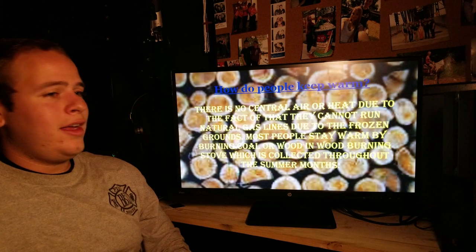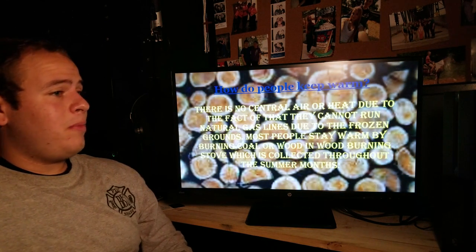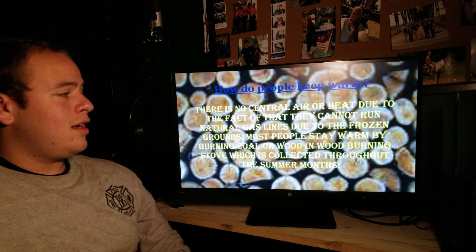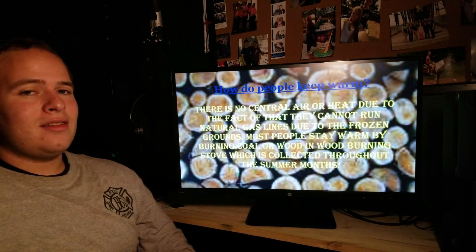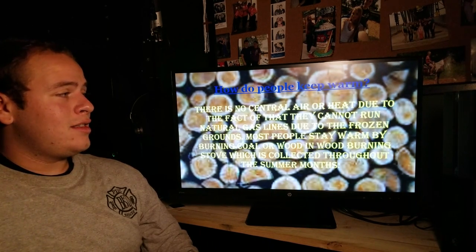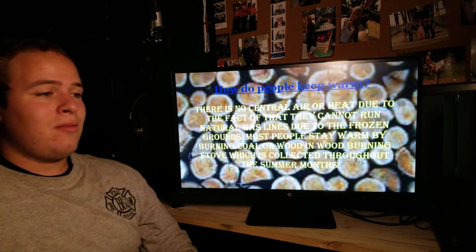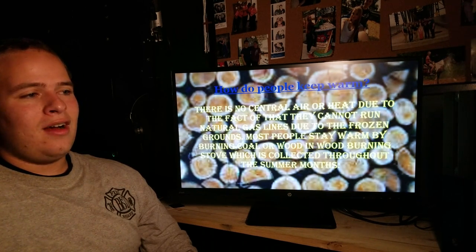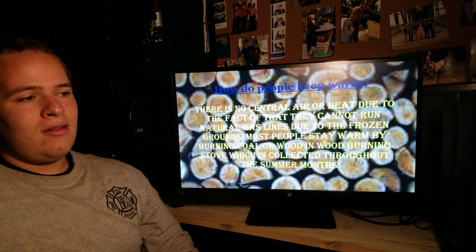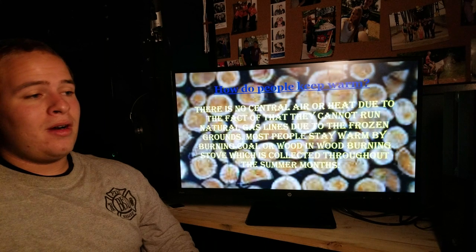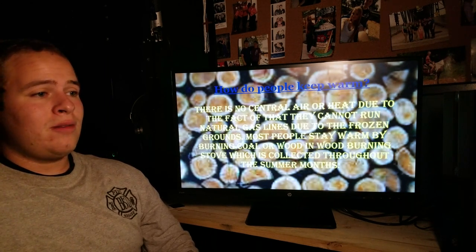So this brings us to our next point. How exactly do people keep warm? As I said earlier, wood is one of their main ways to build houses. It's also one of their main ways to stay warm. This resource is available and ready up there. There's no central air and heat due to the fact they cannot run natural gas lines due to the ground being permanently frozen. Most people stay warm by burning coal or wood throughout the winter months.